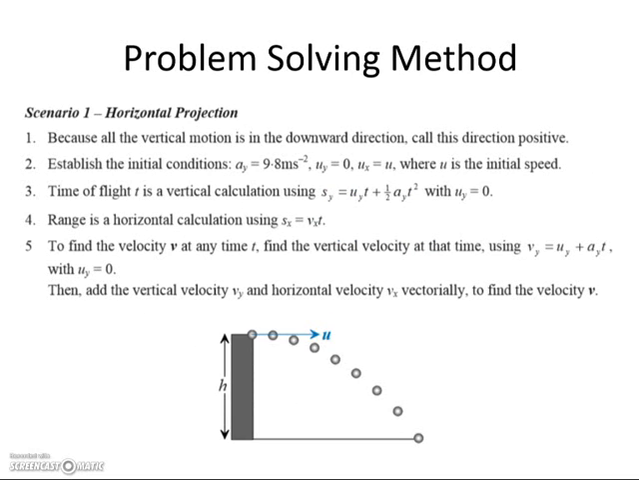This is a good way of having some steps, I guess, to problem solve these types of issues. So the first one for projectile, so horizontal projection, step one: because all the vertical motion is in the downward direction, we have to call this positive, so we have to assign the direction. Step two is we establish all the initial conditions, so write down everything that we know. Alright, so 9.81 is gravity, and that goes in the y direction. Initial u is 0, okay, because it doesn't have any initial motion in the y direction. Its initial motion is getting pushed in the x direction.